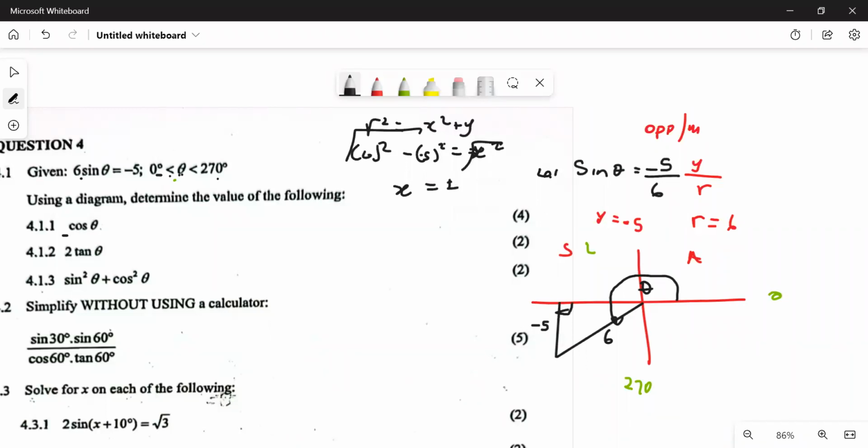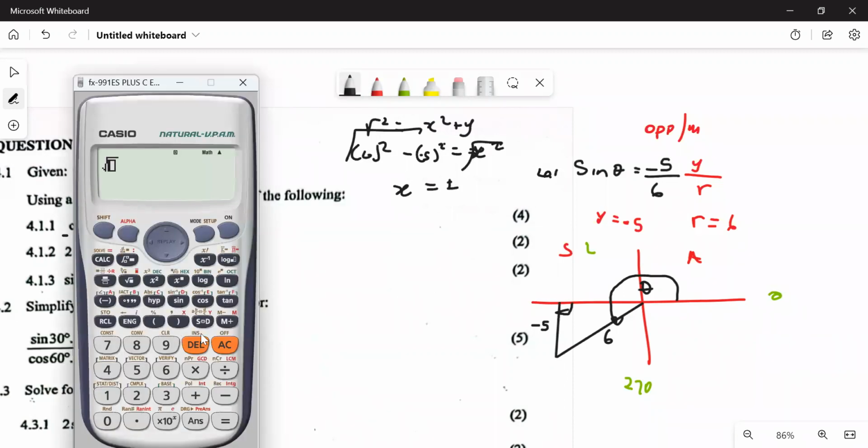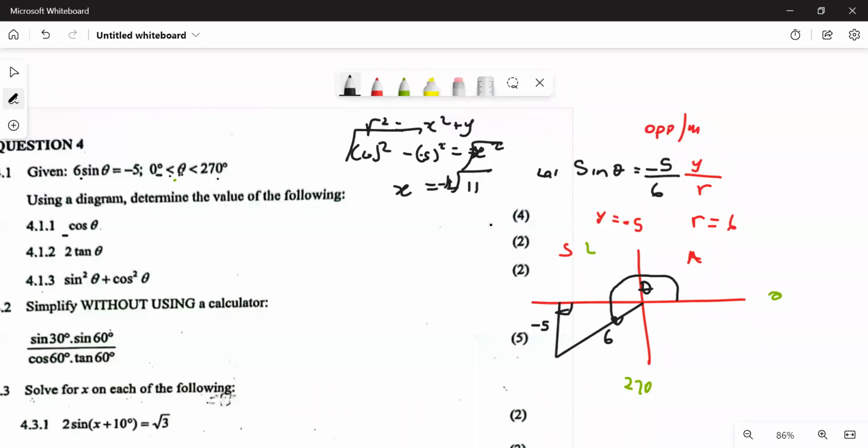Let's check this then. We're going to put this in our calculator. We have root, and then we have 6 all squared minus open bracket -5 all squared. If you type this in your calculator, you're going to get root 11. So you're going to get plus and a minus root 11.